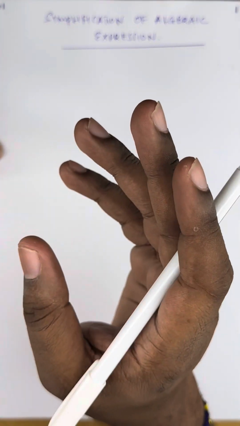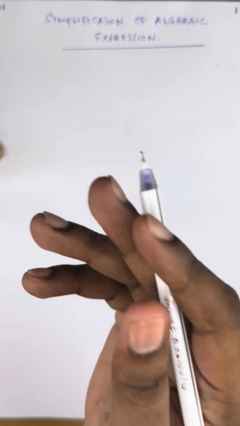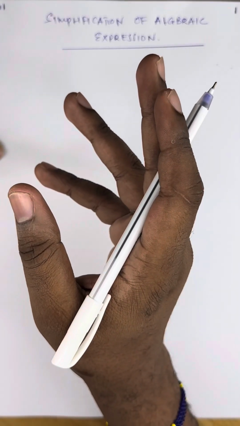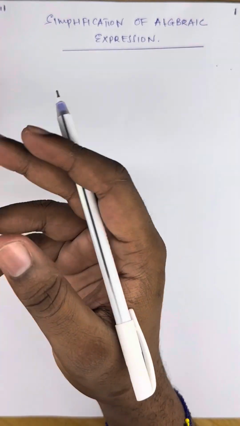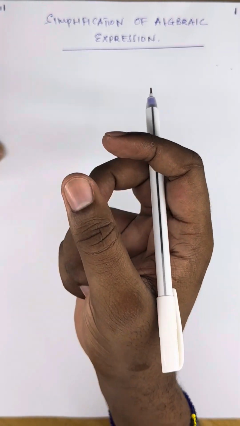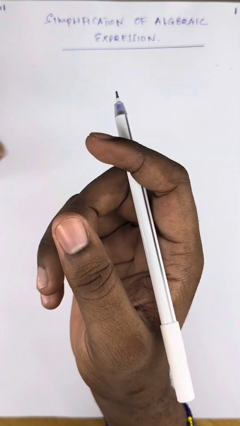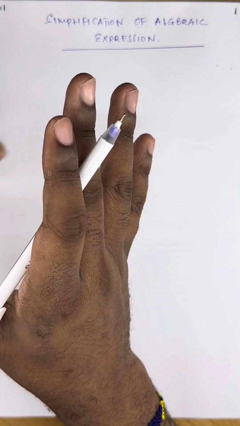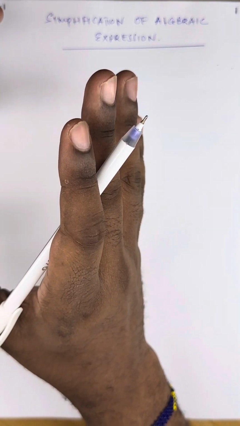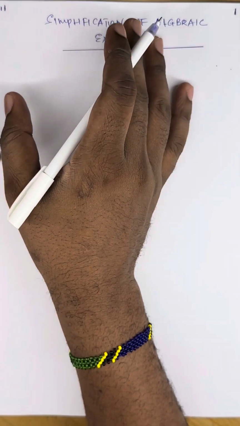Simplification of an algebraic expression involves combination of like terms, either by adding, subtracting, dividing or multiplying. It just depends. All of these we call how to simplify an algebraic expression. So let's go directly to look at an example.